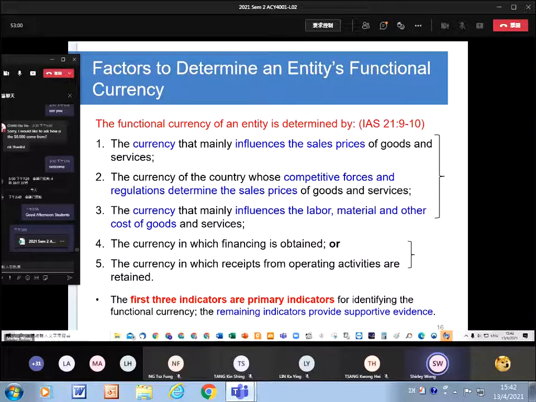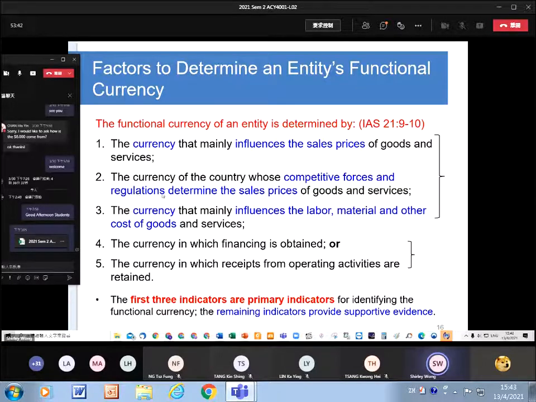First of all, you need to think about the first criterion, the currency that mainly influences the sales price of goods and services. So your daily business is actually focused on sales. Why do you carry out the business? Because you want to make sales. Therefore, you need to think about whether your selling price is influenced by which company or which country or which exchange rate. Then you will determine the functional currency, depending on how you determine the sales price. Just like NOL, they will usually charge in US dollars because they transport fuel oil, while fuel oil is denominated in US dollars. So the currency that influences the sales price will be the US dollar. Then they will choose the US dollar as their functional currency.